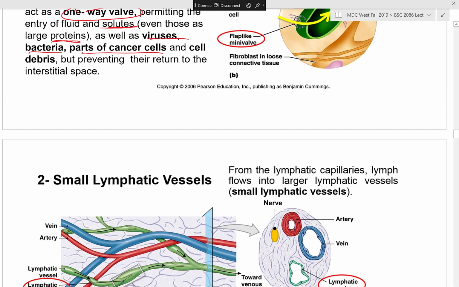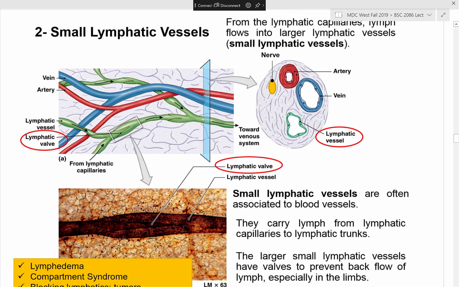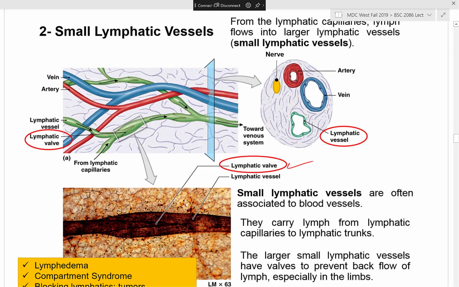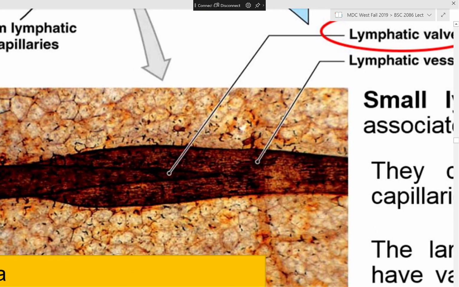Why do we say cancer cells? Well, your body recognizes cancer cells as something foreign, even though they're your cells, because they lose that tissue recognition when they become cancerous. When we looked at lymphatic vessels, you can see the mini valves here, and this is an electron microscope image of it. Can you guys see it there? That's the unidirectional valve we're talking about.